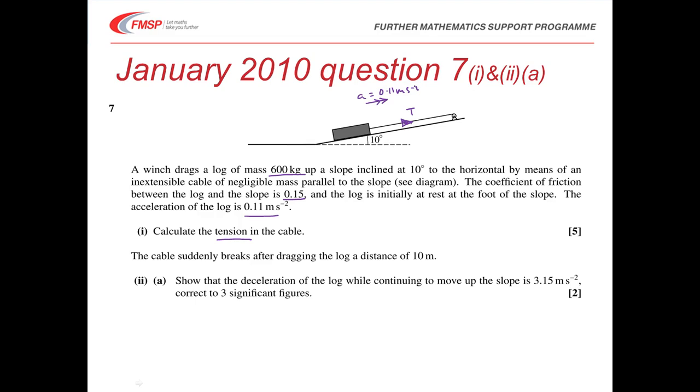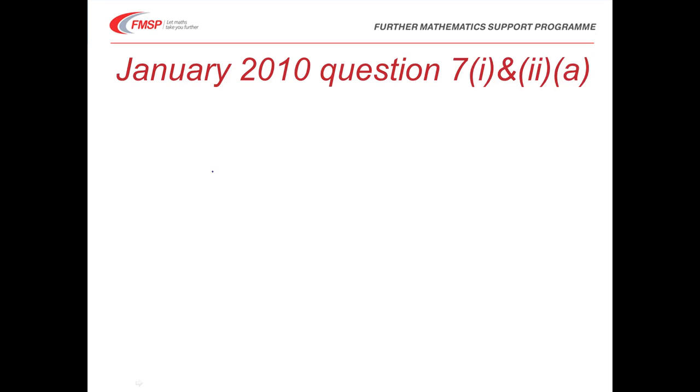Now I'm going to redraw this diagram because the 10 degrees angle is so shallow that it's hard to show all the resolved components. So I'm going to exaggerate the angle so that I can show everything I need to clearly. In the second part of the question, we're going to consider the cable breaking, and with the log already moving up the plane, we're going to consider what slows it down, show the deceleration of the log whilst it's continuing to move up the plane is 3.15 meters per second squared. There's our task then, and I'm going to do this by, first of all, redrawing the diagram.